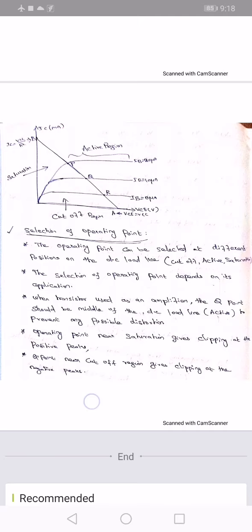So the selection of operating point should be based on the application of the transistor. When the transistor acts as an amplifier, the operating point should be selected in the middle of the DC load line. That is, it should be in the active region.